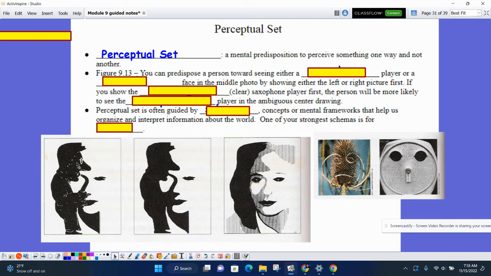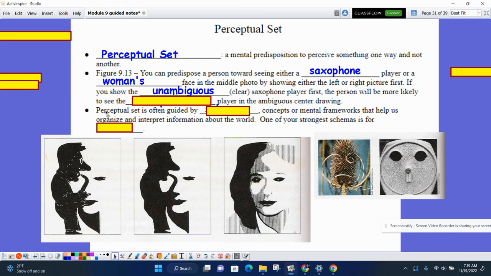If you're looking at the figure, you might see the man with the saxophone and the little bird that looks like Twitter that's kind of flying towards him. So we can predispose the persons towards seeing maybe a saxophone or a woman's face, depending on how we want to do that. But truth is, this image here is very ambiguous, and how you perceive it might depend on, again, if you're focusing on the figure or the ground.